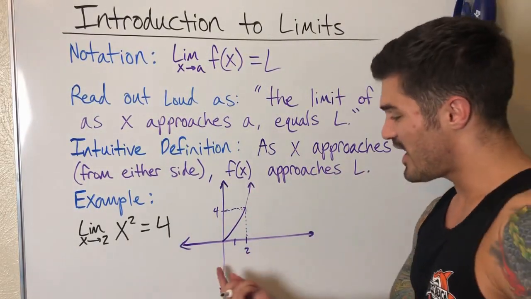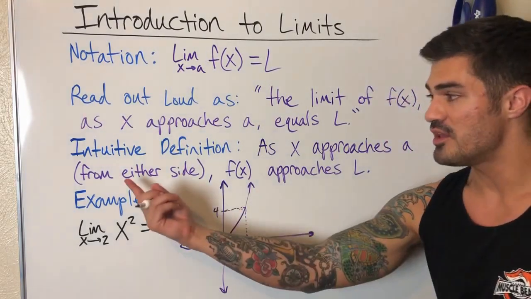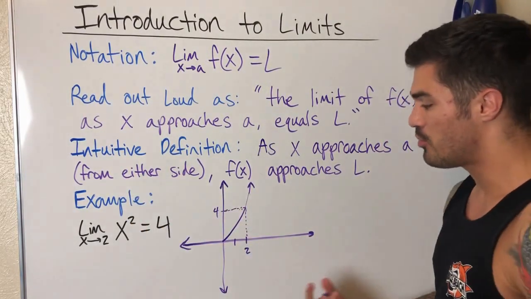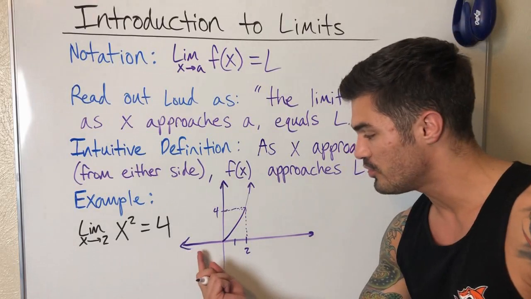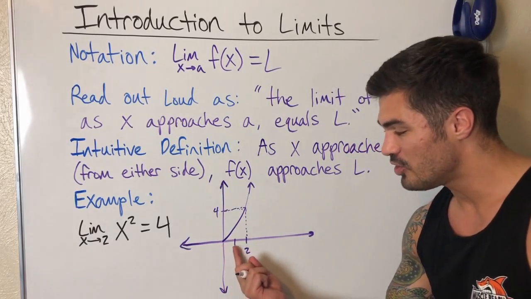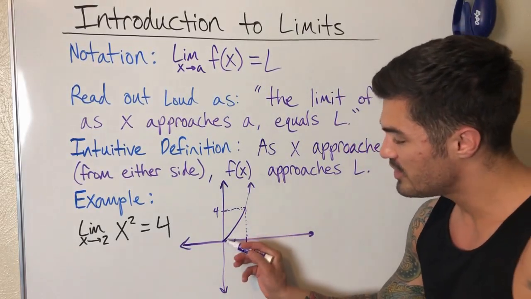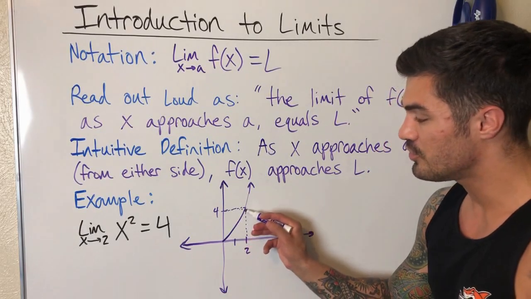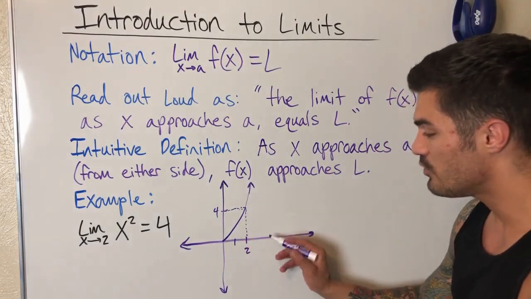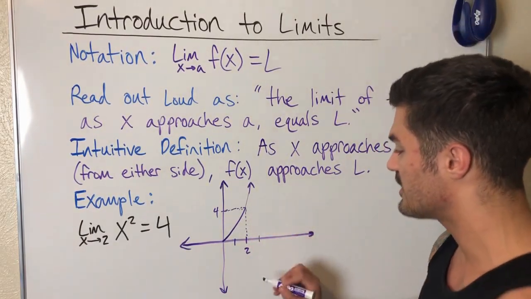Okay, so what happens as we approach 2? Since it's from either side, let's look at approaching 2 from the left. So I'm approaching 2. My x is getting closer and closer to 2. What's happening to my y values? They're getting closer and closer to 4, all right? From the right, what happens? So now I'm coming from this direction over here.